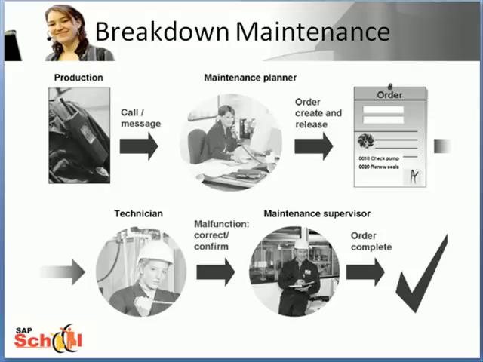Breakdown maintenance involves the creation and release of the maintenance order in one work step after a malfunction has been reported. Depending on the organization, this step is performed by the maintenance supervisor or the central maintenance planner. The malfunction is corrected by a maintenance work center named in the order, and after the malfunction has been corrected, the order is confirmed by the person performing the task. The order is then completed by either the supervisor or by the maintenance planner. So that in a nutshell is the end-to-end process for breakdown maintenance.